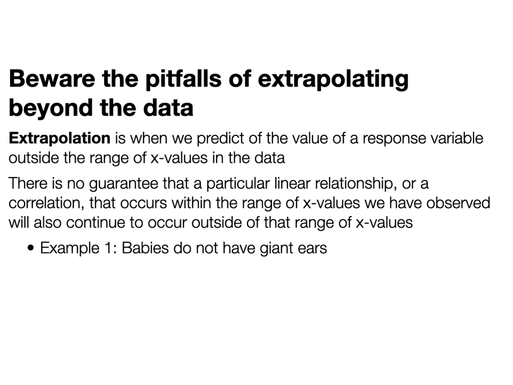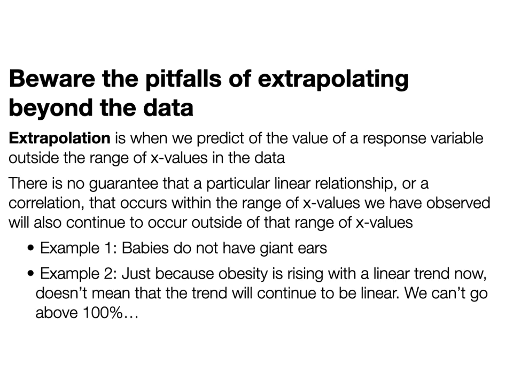So we know that babies don't have giant ears. Clearly, if we had more ages, we'd see that in those younger ages, the linearity of that relationship is going to change. And just because obesity is rising with a linear trend now or in the early part of the 2000s, it doesn't mean that trend is going to keep being linear forever. We can't go beyond 100% obese. So clearly it doesn't make sense to just continue that line as a straight line.